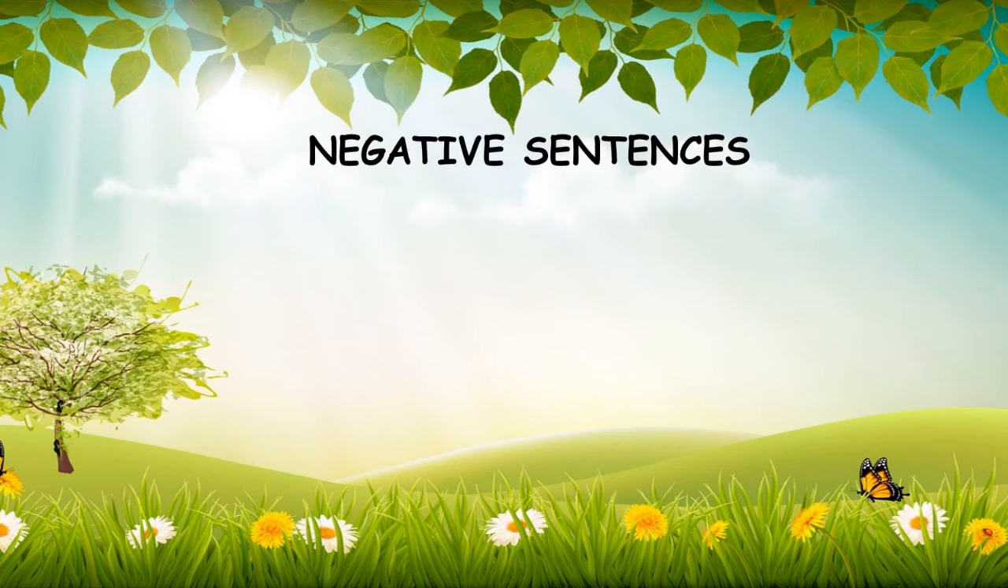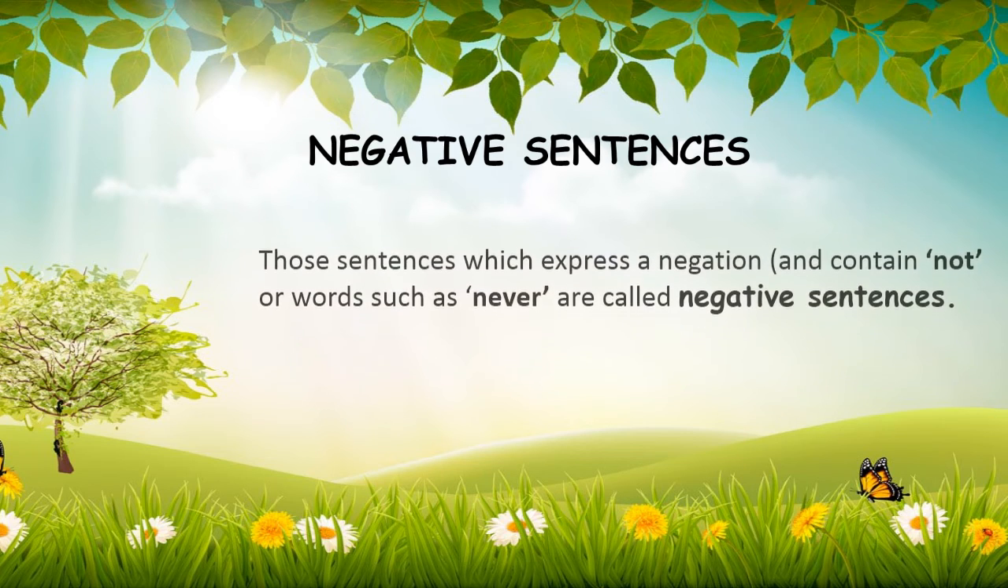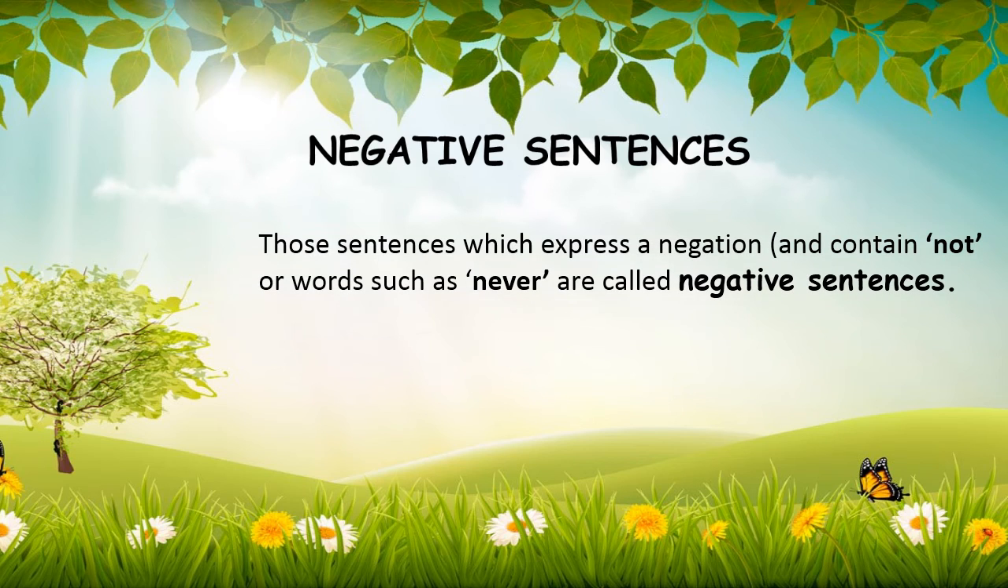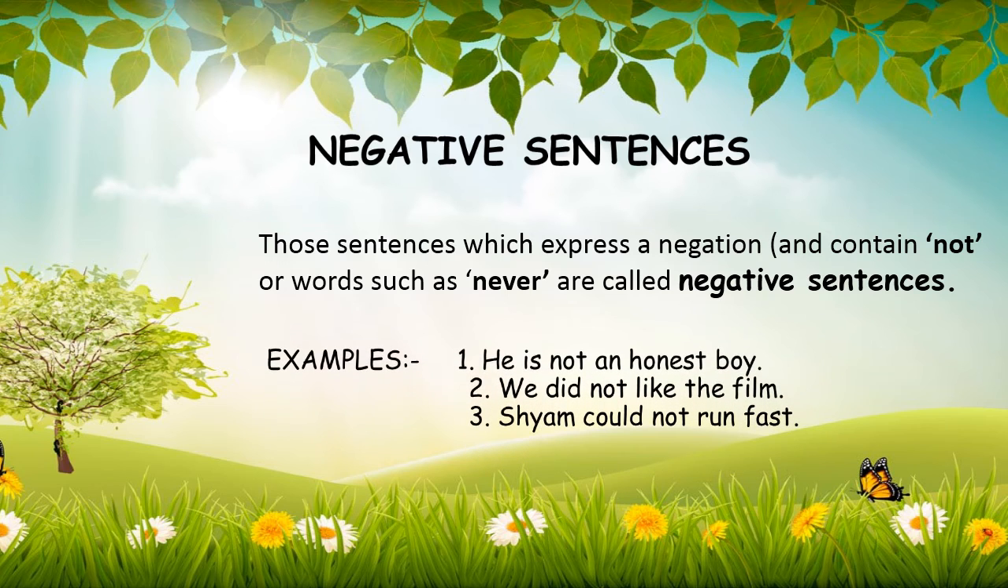So we'll go. The last one is negative sentences. Negative. The word itself gives the meaning of negation. Negative is nothing but negation. That means the sentences which express a negation. Negation means what? Not, never. This type of words which come in the sentences, that sentence comes under the negative sentences. The sentences which carry not or never are called negative sentences. Let's go for the examples of this now.